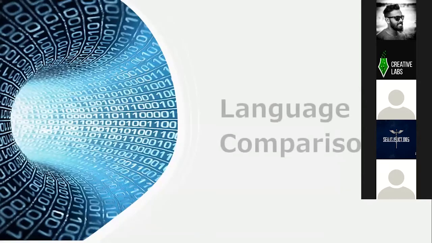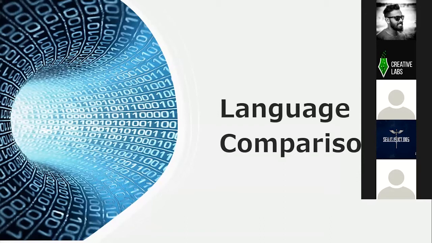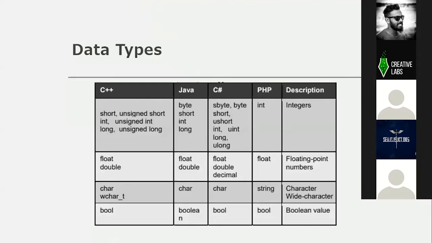And the next section will discuss language comparison. I have chosen some languages you might be familiar with, and some you might not be familiar with: C++, Java, C#, and PHP, right? So here we can use these kinds of data types. In C++, if we are talking about integers, there are different data types: short, unsigned short, integer, unsigned integer, long, unsigned long, and so on.